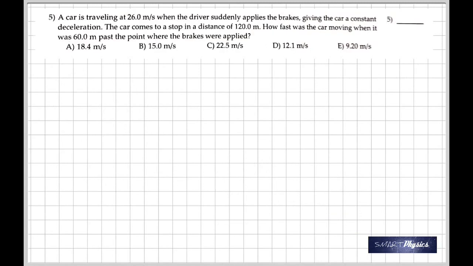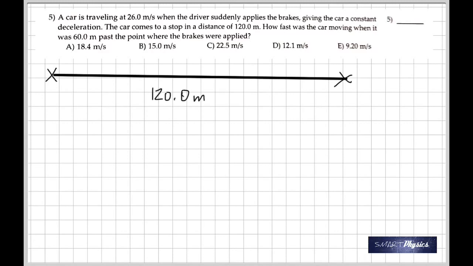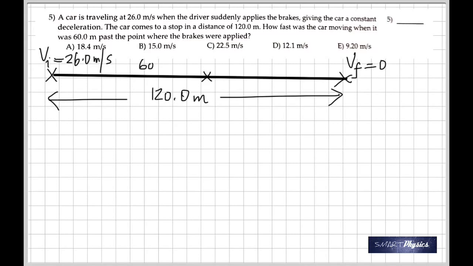The fifth one, the car is traveling at 26 meter per second, brakes are applied, and the car comes to a stop in a distance of 120 meter. And how fast was the car moving when it was 60 meter past the point? So you have two cases here. In the first case, the initial speed is known, the final speed is 0. You have the distance is 120 meter, and you can find the acceleration.